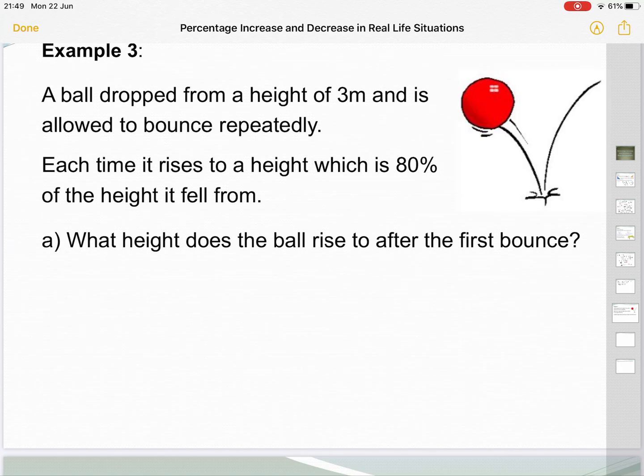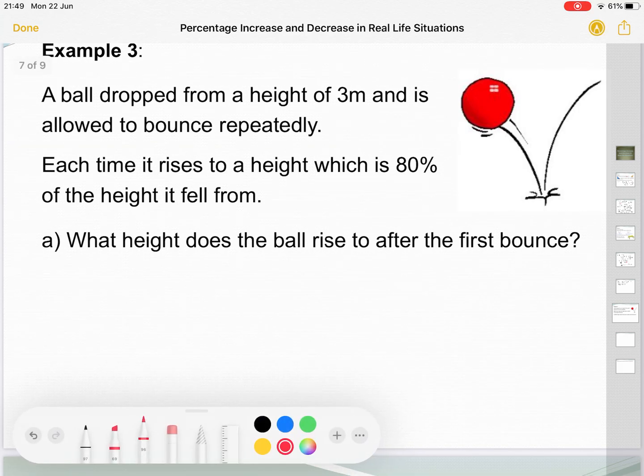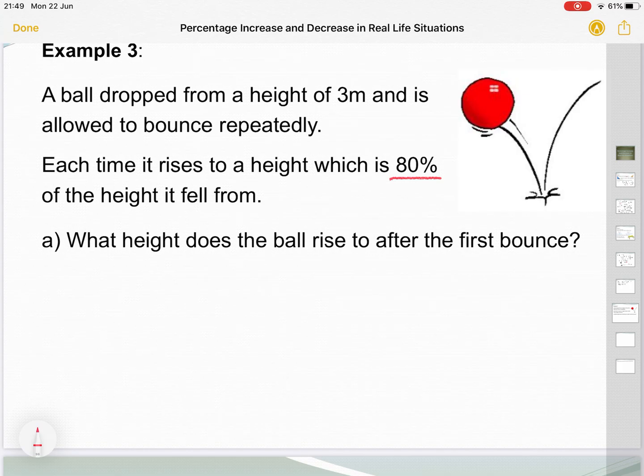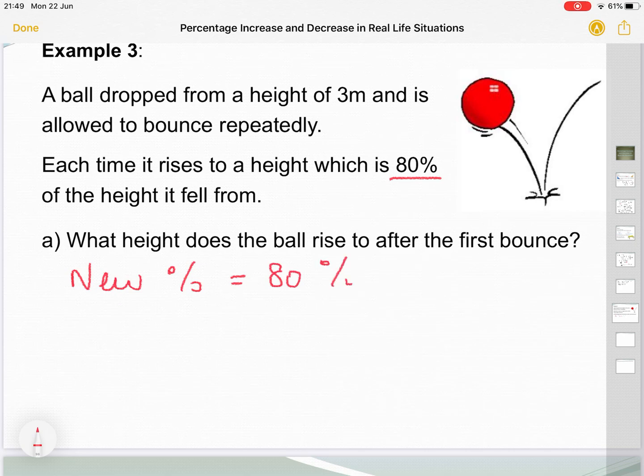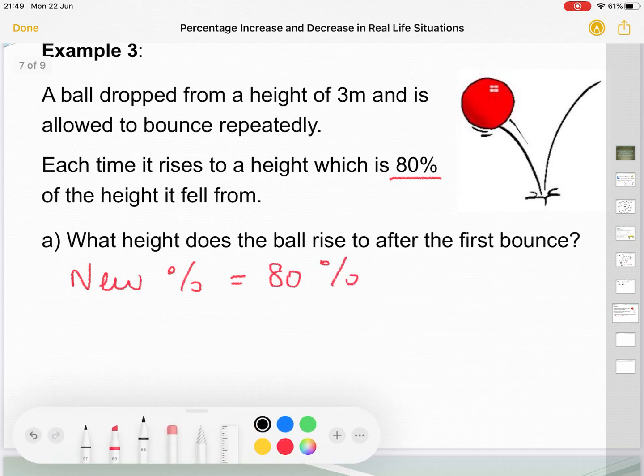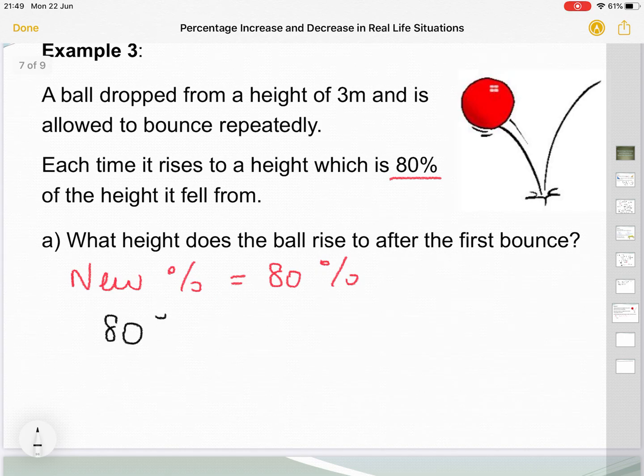All right? So the new percentage, boys, is already calculated. That is 80%. So we don't need to calculate the new percentage. The new percentage is already calculated, that is the 80%. So after the first bounce, the ball is going to rise 80% of the 3 meters.